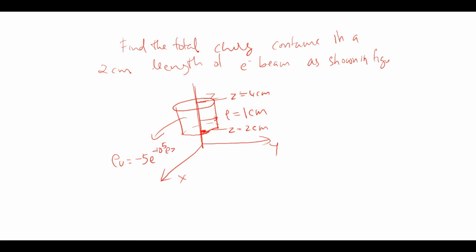So what is the unit of this? It is microcoulombs per meter cube, because volume charge density is total charge divided by small volume, right? So all these parameters are given. From the figure we can understand that rho starts from 0 and the maximum value it can take is 1. So the limits for rho are obtained, and for phi it is the entire cylinder.